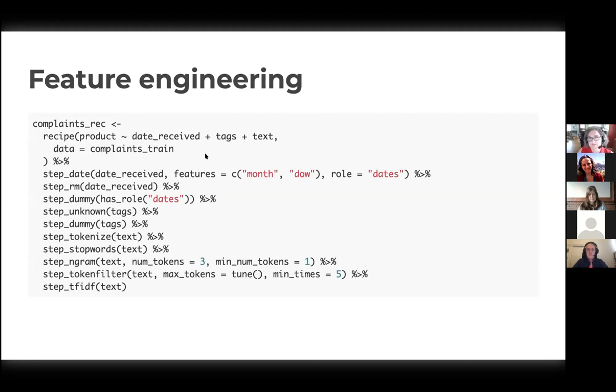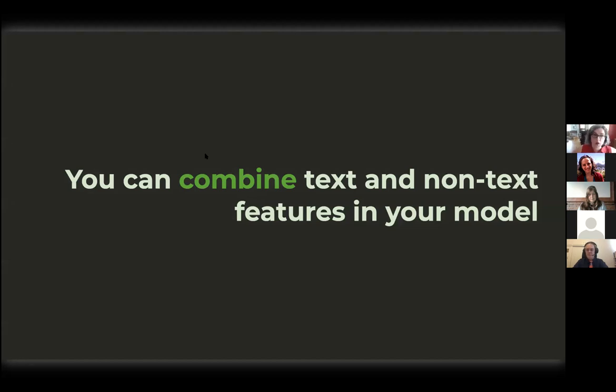Before we move on, there's a lot going on here, but one thing I want to draw your attention to: look at that, it says tune. What does that mean? I don't know. We're going to come back to that one. Okay, let's keep going. Let's notice one thing that we did here. We're combining text and non-text features in our model. First I'm going to walk through it via live code so you can see what's going on, and then we'll show the slides again.